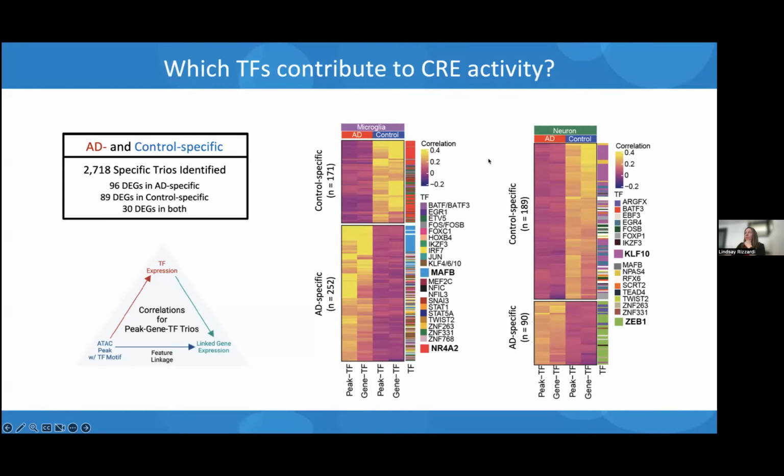In neurons, when we look at the same kind of heat map here, and these are trios that were found in inhibitory or excitatory neurons, in the control scenario we see a lot of purple, which corresponds to KLF10. And in AD-specific trios, we found the majority of trios involve ZEB1. This was really interesting because ZEB1 hadn't been previously implicated in neurodegeneration or Alzheimer's disease. It's been associated with EMT transition and glioblastomas.